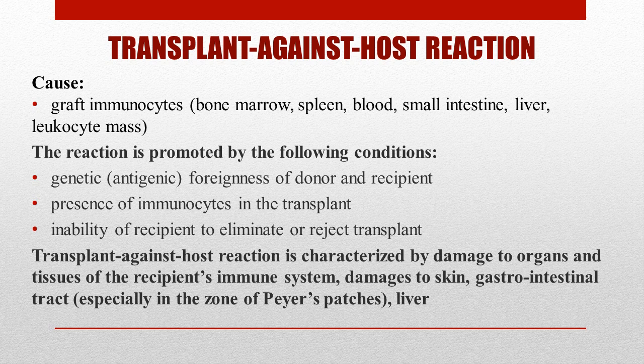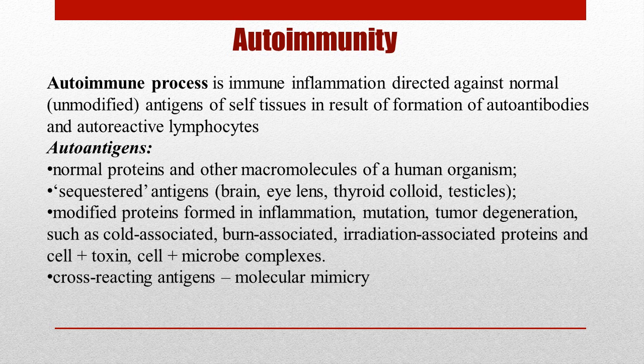And fourth, transplant against host reaction is characterized by damage to organs and tissues of the recipient's immune system, damage to skin, gastrointestinal tract, especially in the zone of Peyer's patches, and to the liver. Autoimmunity. Autoimmune process is immune inflammation directed against normal, unmodified antigens of self-tissues as a result of formation of autoantibodies and autoreactive lymphocytes.